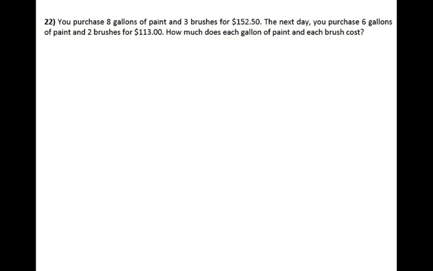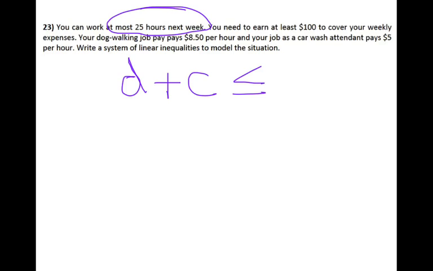23, the dog walking. We're just supposed to set up a model for this, which is a system of inequalities. So we would want to say dog walking. Let's just use D for number of hours dog walking. And we're only allowed to work 25 hours, so at most. So the number of hours you walk the dog, plus the number of hours that you are a car wash attendant, I'll let that be C. And then it has to be at most, so at most is less than or equal to 25.